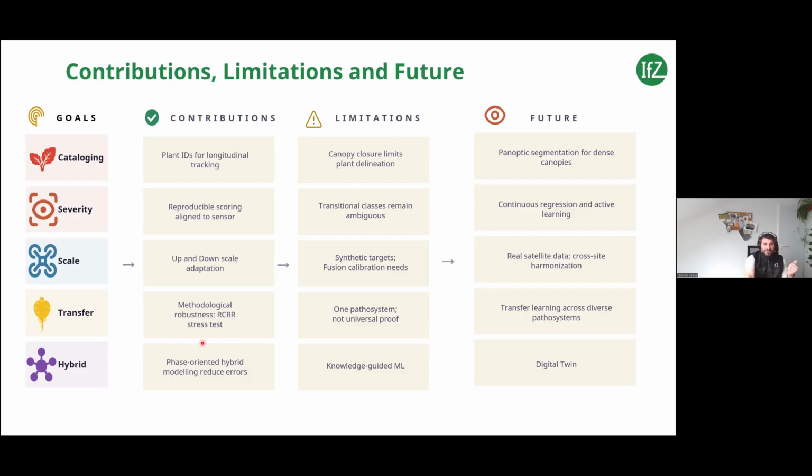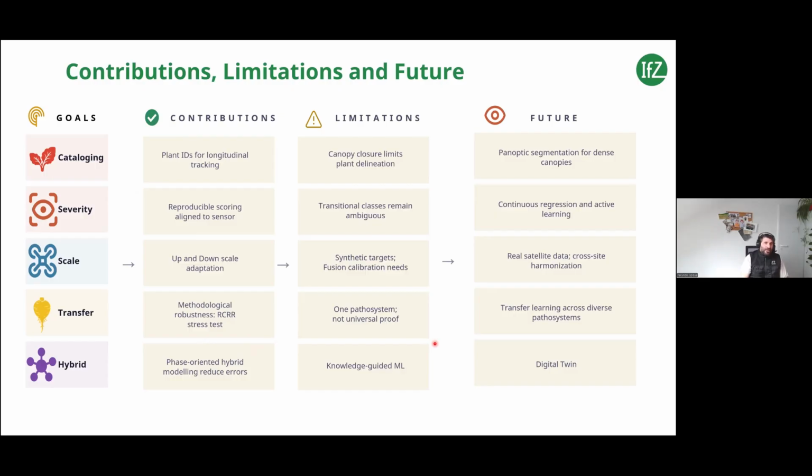About the transfer, we stress-tested robustness on Rhizoctonia, showing the framework can adapt to contrasting disease biology. The boundary is clear: one pathosystem is not universal proof. The next step is transfer learning across regions and additional diseases, because I show only Cercospora, only Rhizoctonia, but not both diseases together.